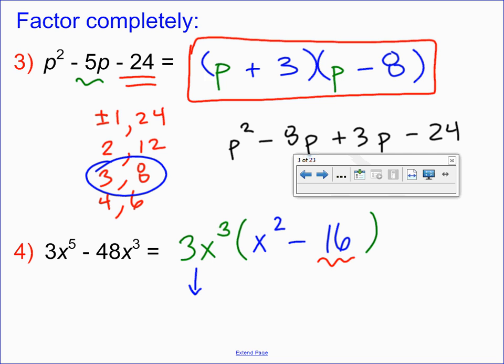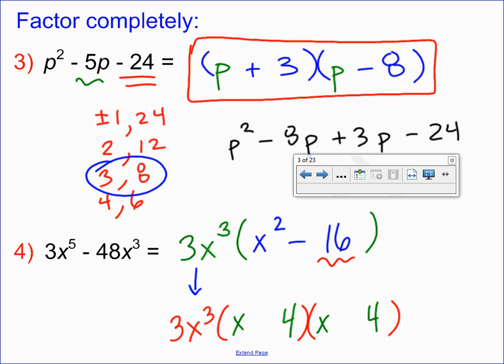Yeah, I'm going to keep that 3x squared in the answer. That was awesome. Totally worth it. But I'll rewrite this blue binomial as a product of two binomials, right? Same entries, opposite signs, right? What times itself equals x squared? Oh, x and x. What times itself equals 16? Oh, 4 and 4.